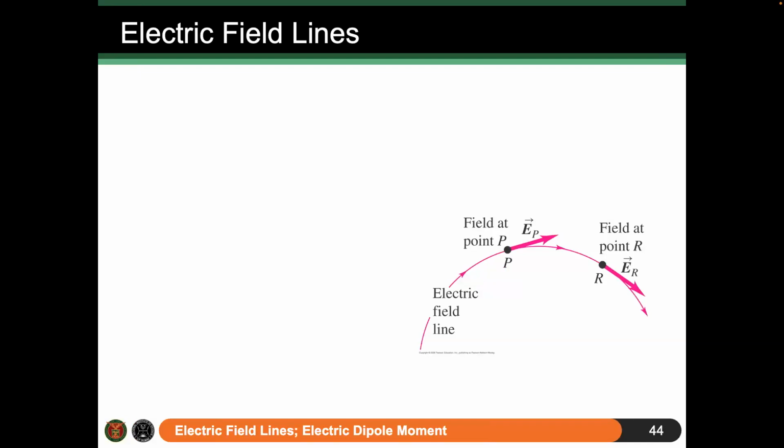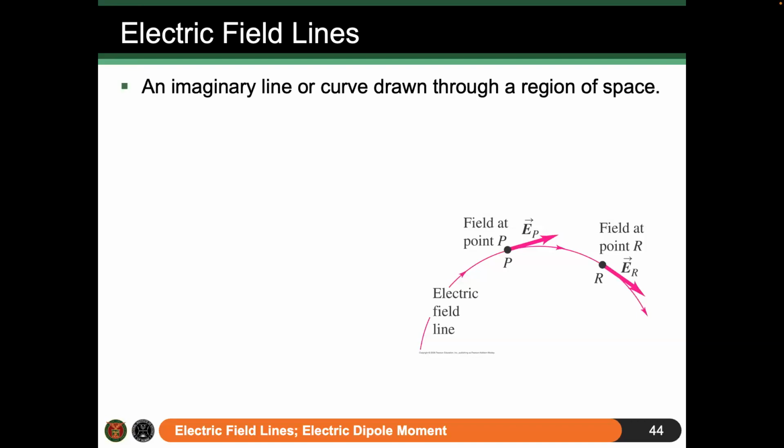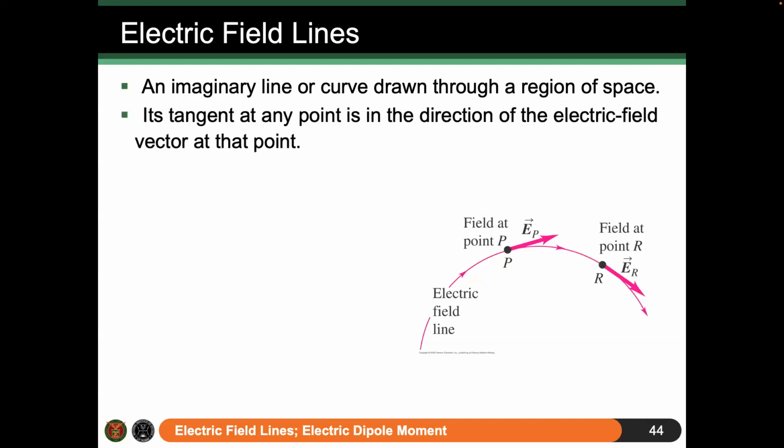Now let's talk about this electric field line. So nagdi-discuss tayo ng electric field. Tapos nagdodrawing tayo ng mga lines. Ano ba 'tong electric field lines talaga na to? These are imaginary lines or curves drawn through a region of space. And it's always tangent at any point in the direction of the electric field vector at that point. Okay? So hindi siya trajectory exactly, pero siya yung nagsasabi kung saan pupunta yung charge kapag naglagay ka ng charge malapit dun sa source ng electric field na yon.